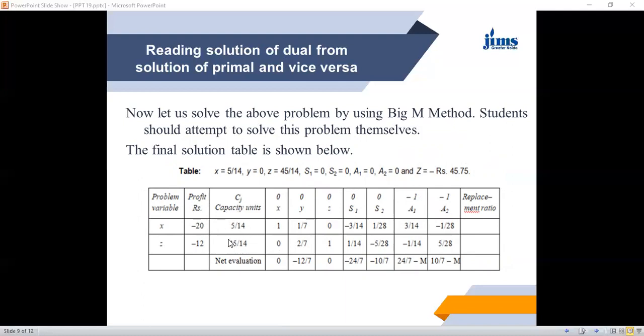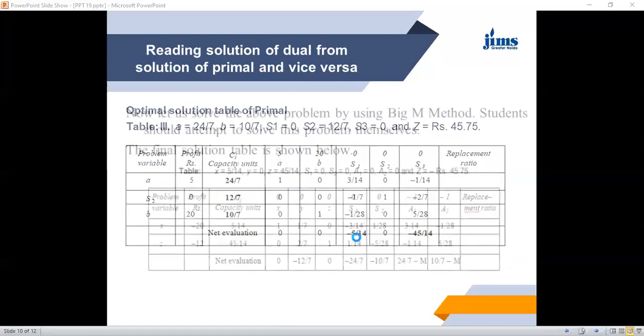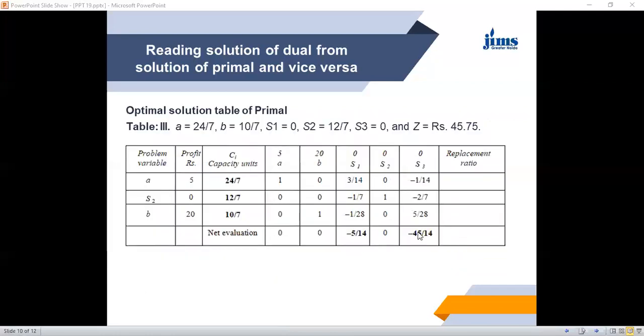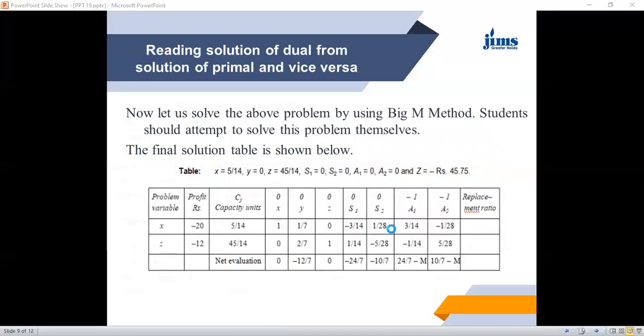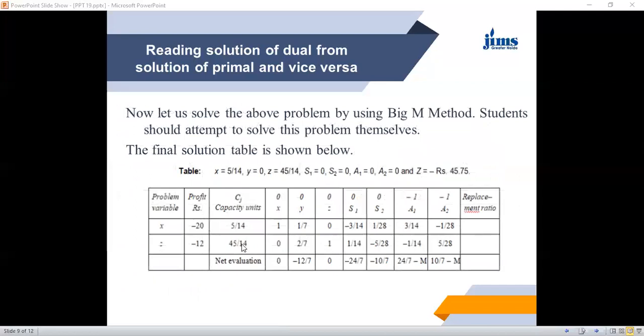So what you read, the quantity column in the dual is actually the value of the slack variables in the primal. Can you read it? See here, S1 is minus 5 by 14. When the sign changes, it becomes 5 by 14 in the quantity column in the dual. Here S2 is 0, so here also it is 0. Y is equal to 0, the second variable is 0. Here it is minus 45 by 14. The third variable is Z here, so this is 45 by 14. So the slack variable with sign change becomes the quantity column here.